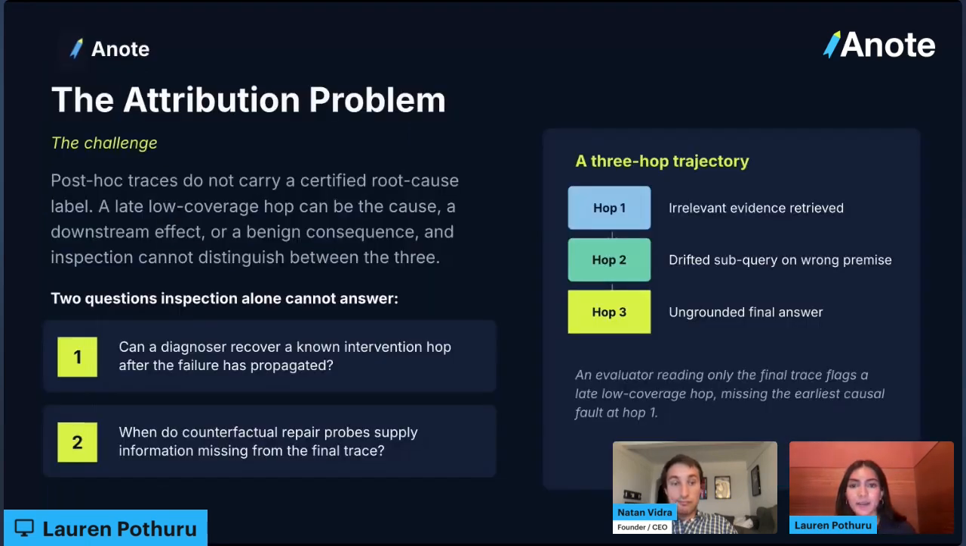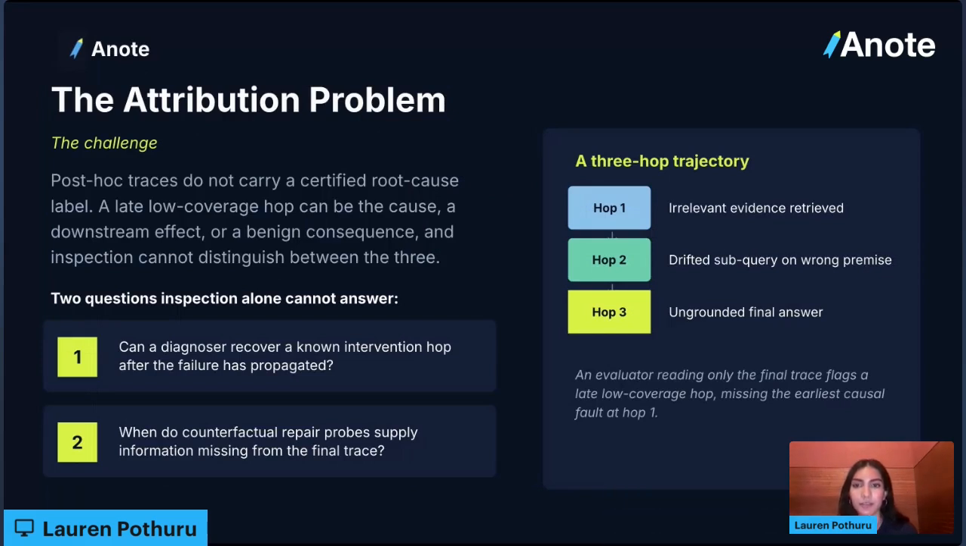So looking at the three hop trajectory on the right, if the first hop retrieves irrelevant evidence, this causes some sort of downstream effects. And so we can't really identify the actual step in which that evidence is corrupted, and we just get a final ungrounded answer without being able to trace back to where the blame lies.